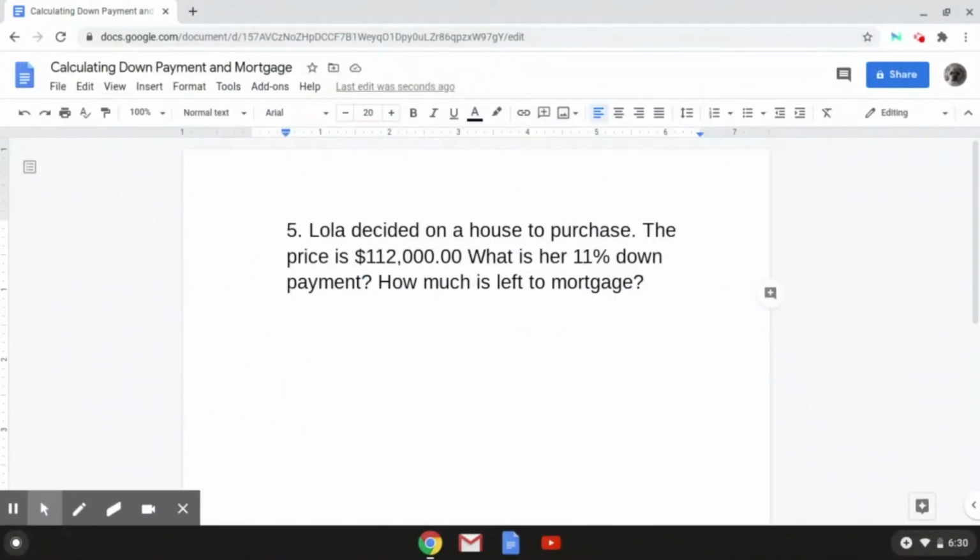Alrighty, so this last problem reads, Lola decided on a house to purchase. The price is $112,000. What is her 11% down payment, and how much is left to mortgage? So the way that we're going to solve this problem is, as always, like we've been doing before. First, we're going to take the $112,000, multiply it by the 11%, which is 0.11. This will give us our new down payment amount, $12,320.